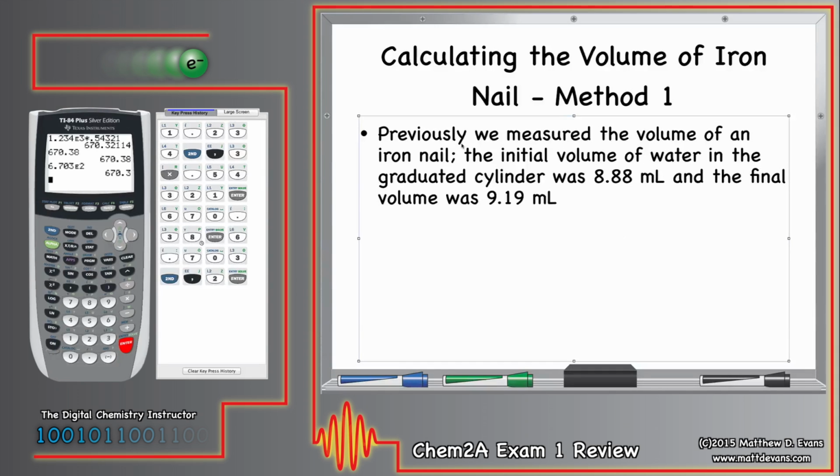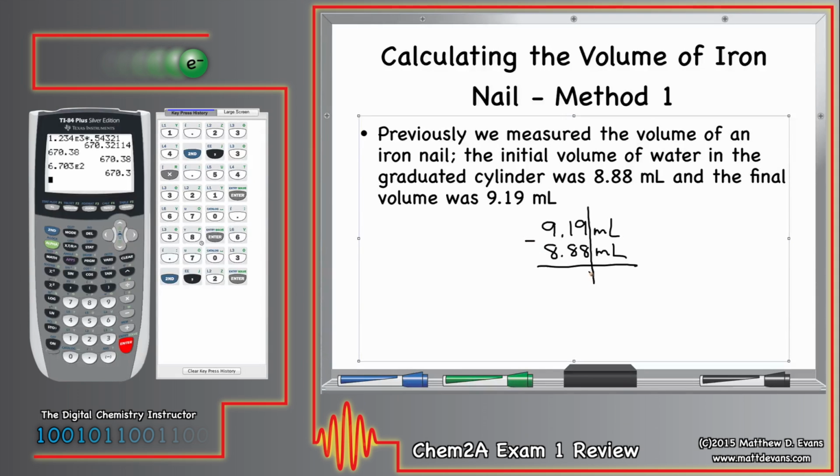The initial volume of water in the grad cylinder was 8.88, and the final volume was 9.19. We've already done this calculation, but it's worthwhile to do it again. So we need to find the difference in the volumes for that water in the cylinder. This is called water displacement. And we take 9.19 milliliters and then 8.88. We're lining these numbers up on the decimal point for proper sig figs, because we're going to drop a line right there, and that's going to tell us where to round, and that's a difference calculation.